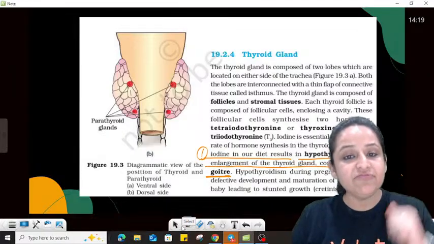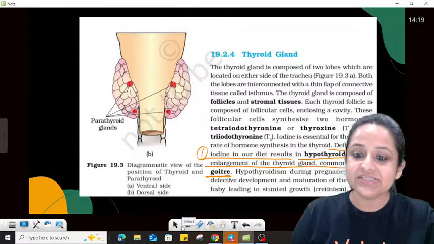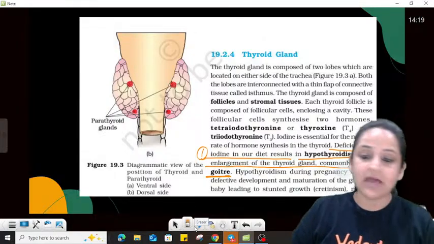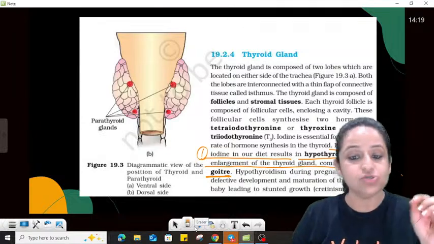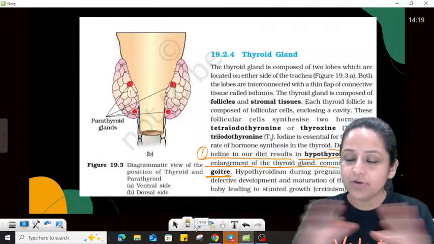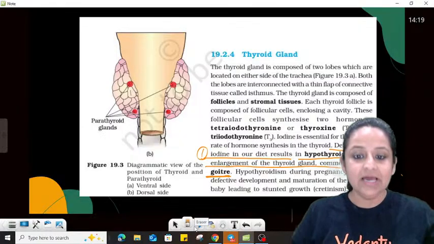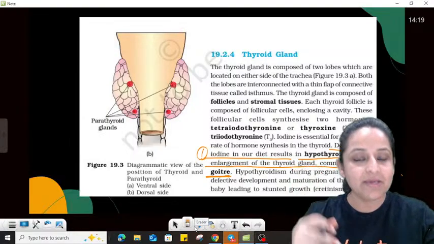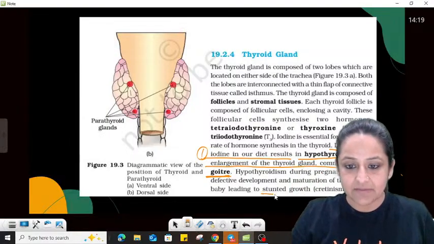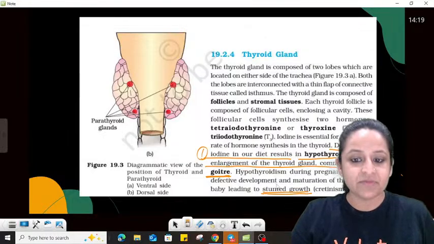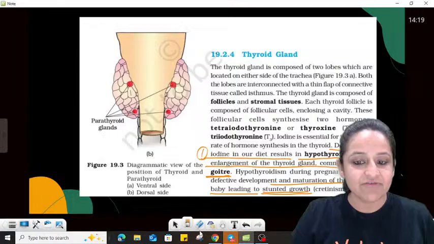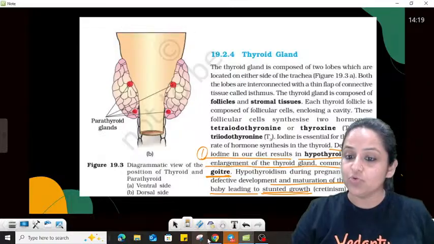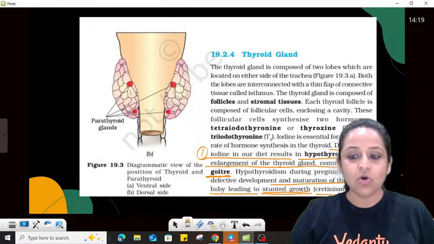Second, if a female during pregnancy has hypothyroidism, that means she is not able to produce the thyroxine hormone properly. In that case, the baby that is going to develop from her body is going to have stunted growth. The baby is not going to develop properly. The maturity and the development of the child is going to be affected. Stunted growth means the child will not be able to grow properly. Height will not be normal, called cretinism.